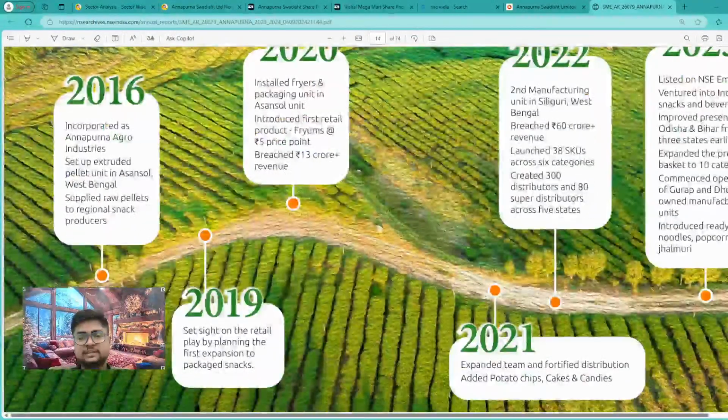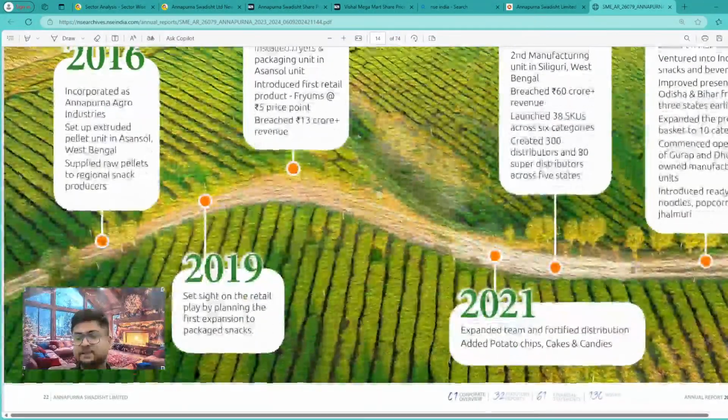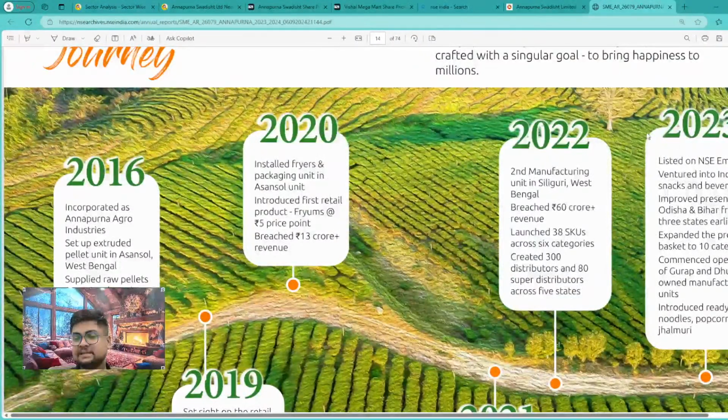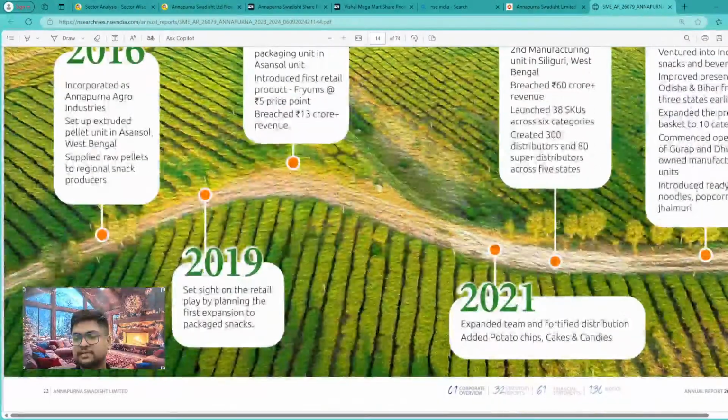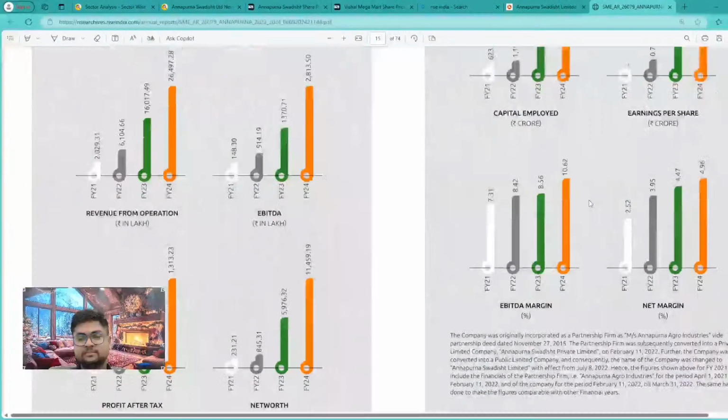Looking at its journey, it was incorporated as Annapurna Agro Industries, set up an initial pilot unit in Asansol, West Bengal, and supplied raw pellets to regional snack products. It was then listed on the NSE Emerge, and improved its presence in Orissa and Bihar. The second manufacturing unit was set up in Siliguri, West Bengal, which has breached 60 crore plus revenue. It has launched 38 SKUs.